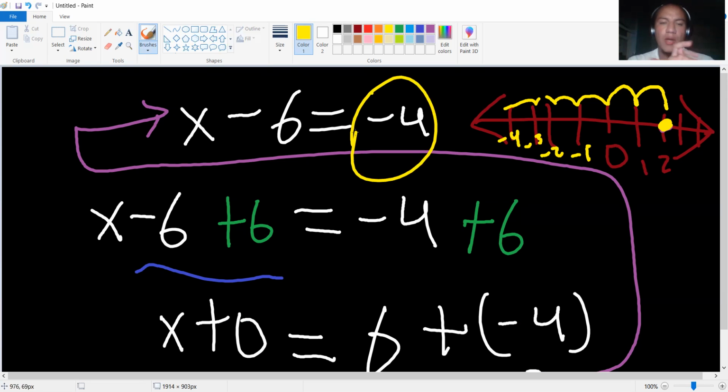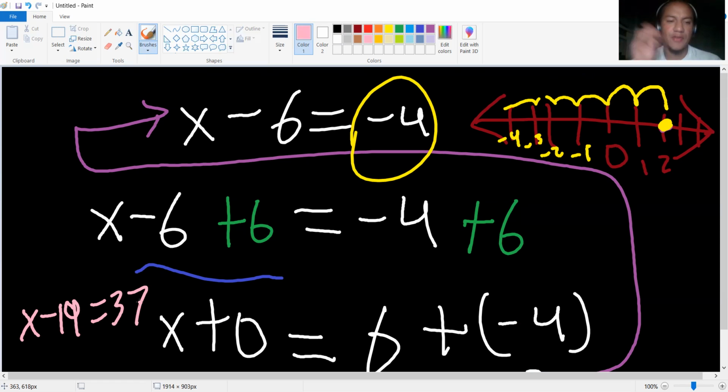And we simply use the properties of the commutative law of addition and the identity property of addition, and the fact that 2 opposites cancel out in addition. And it's the same in multiplication, which I'll go over in a different video. And that basically that's it for addition and subtraction. So if you have something like X minus 19 equals 37, just do the same exact steps and you'll find out that X is 56.